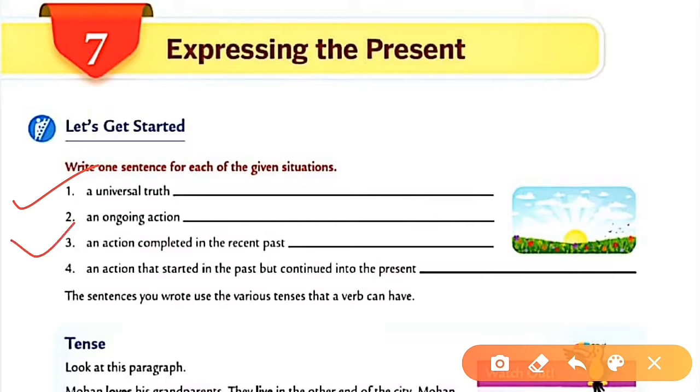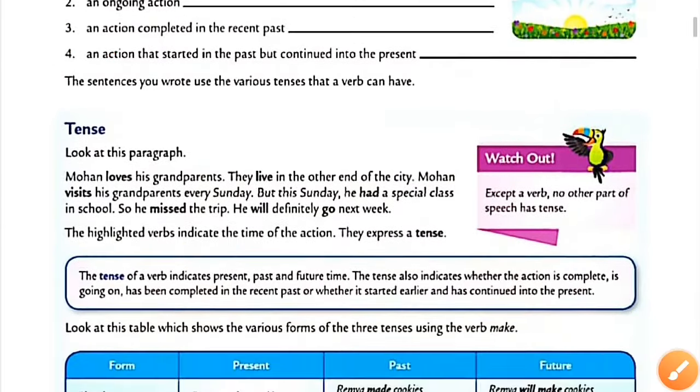For ongoing actions we have to write present continuous tense. An action completed in the recent past is present perfect tense. An action that started in the past but continued into the present is present perfect continuous tense. So guys, move next.